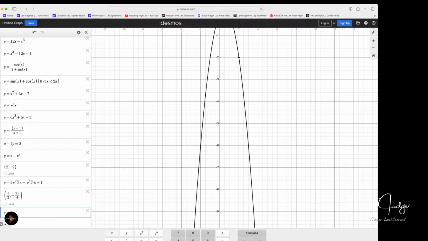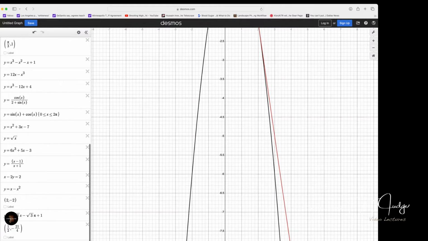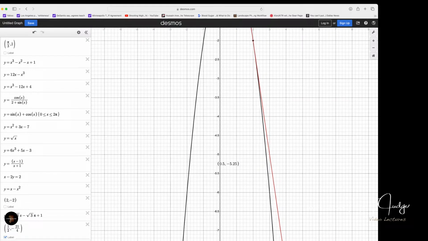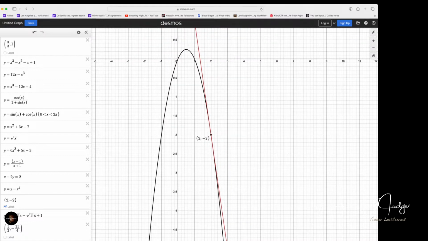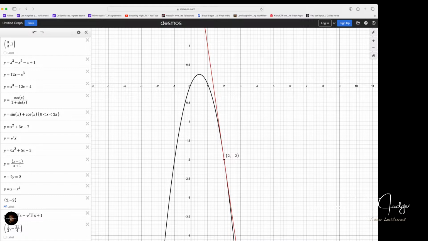And I'm going to put down here in red y equals negative 3x plus 4. And sure enough, it's in red. And we want to label the location. Now, you guys can see, first of all, that there is a tangent to the curve at the location. That red line is our tangent.